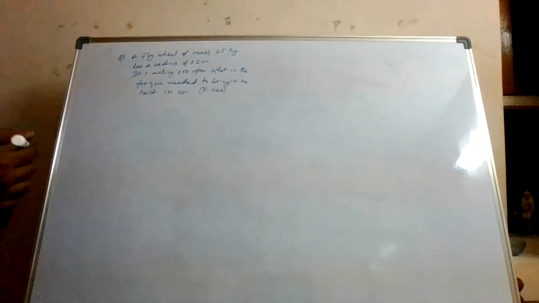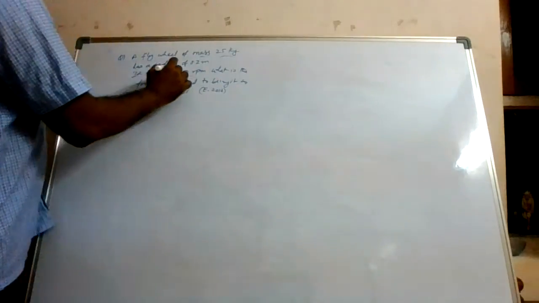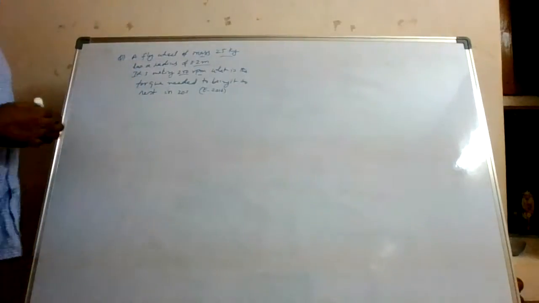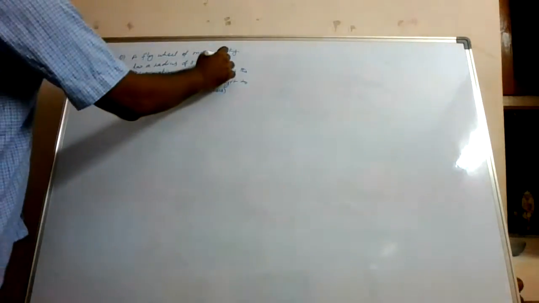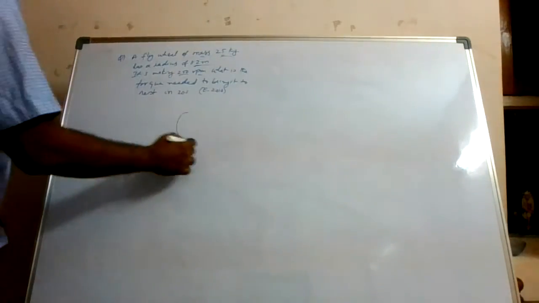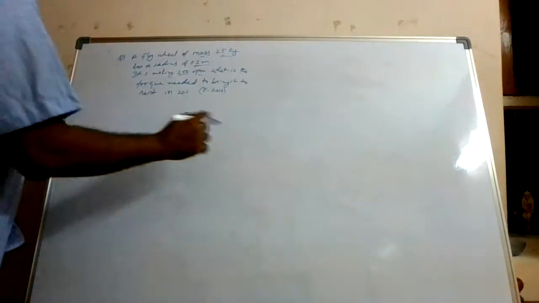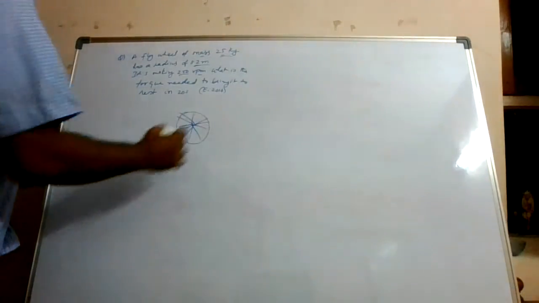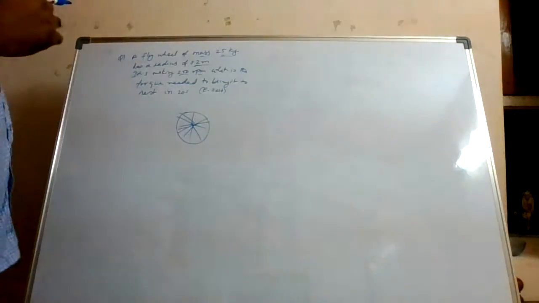So let us see some illustrations now. A flywheel of mass 25 kg has a radius of 0.2 meters. It is making 250 rotations per minute. So here mass is given, radius is given. The flywheel is like this, no? This is your flywheel, like the motorcycle tires, you know.